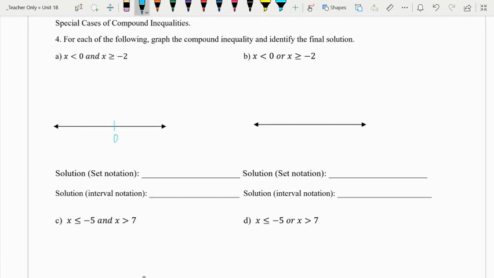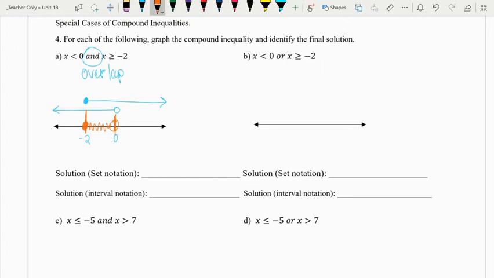So if we have 0 and negative 2, okay, I'm going to write it above first. So it would be an open circle at 0, and less than is to the left. Then it would be a closed circle at negative 2, and it's greater than or equal to, so it would be to the right. Because this is an AND, we are talking about overlap, and it overlaps from here to here. So we would end up having a closed circle shaded to an open circle.